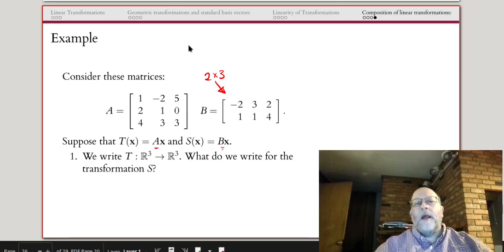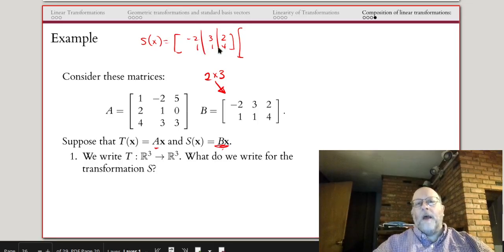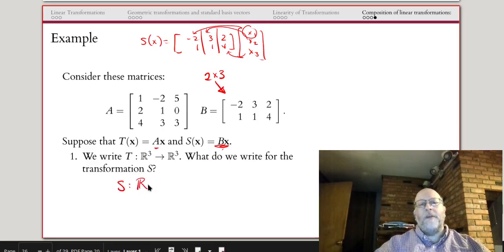But the definition says that B comes on the left side, and because of the column row rule, since B has 3 columns, I need 3 numbers to pair them up. I need an x1 to go with the first column, and an x2 to go in the second column, and an x3 to go in the third column. And so the input vectors for S have to come from R3.